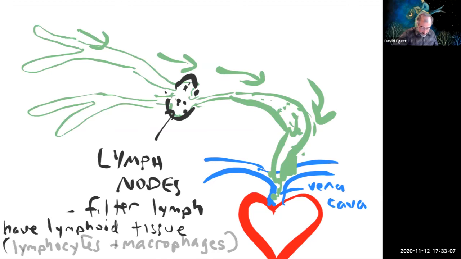So this lymphoid tissue inside the lymph nodes is basically filtering the lymph as it's percolating back to the heart. Lymphocytes and macrophages we are going to talk about in way more detail when we get to the immune system. So just for right now, just think of them as being kind of immune system, kind of protection, body defenses.